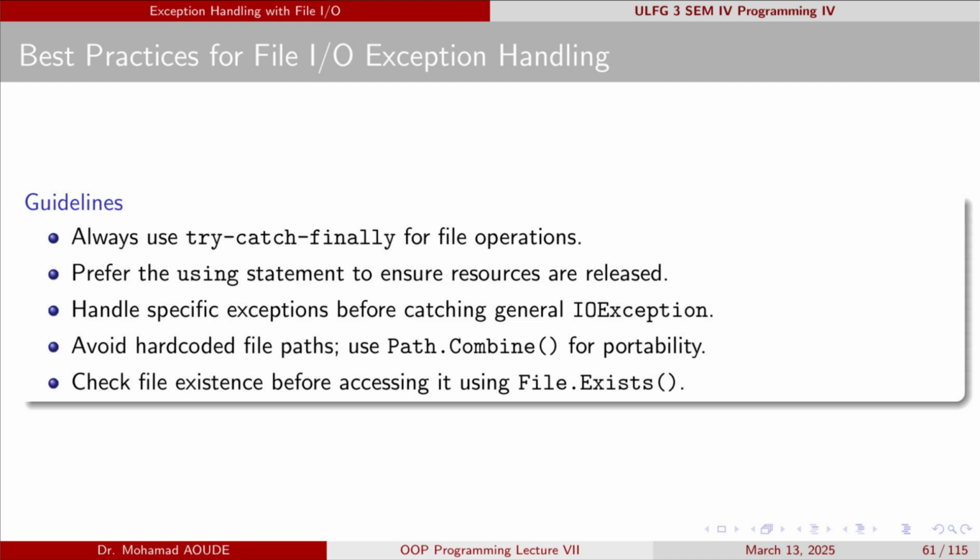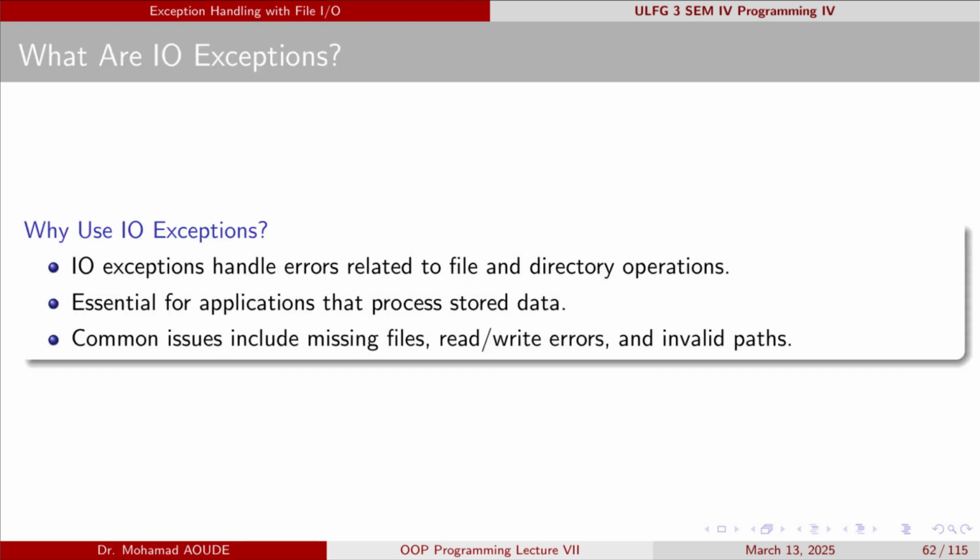When working with files, always use try-catch-finally. Prefer using to release resources automatically. Catch specific exceptions first. Avoid hard-coded paths. Use Path.Combine. Always check if the file or directory exists before accessing it. I/O exceptions protect your application from failures related to files, folders, and disk operations. These errors are common, and without exception handling, they can cause user frustration and data loss.